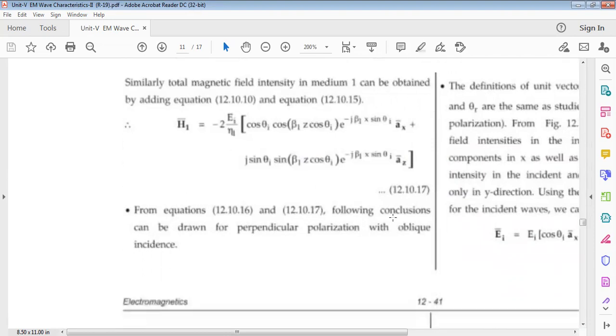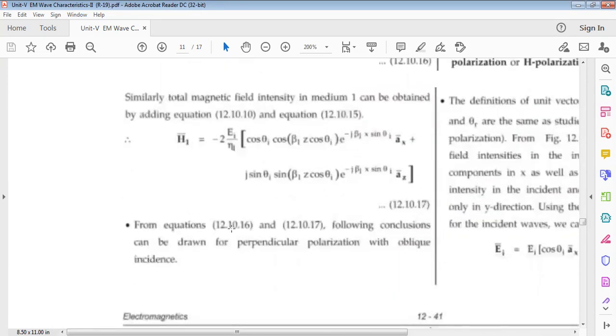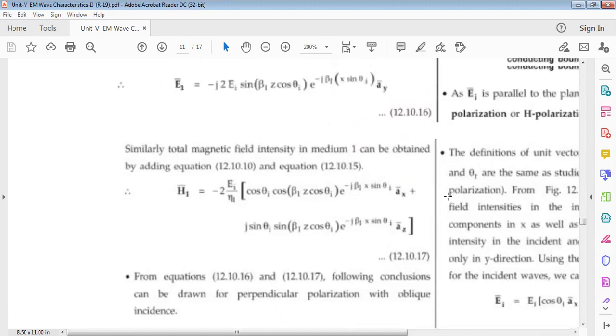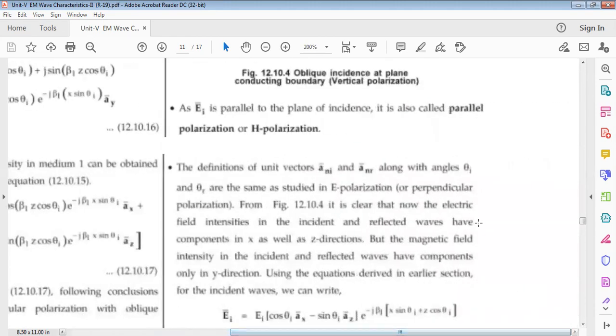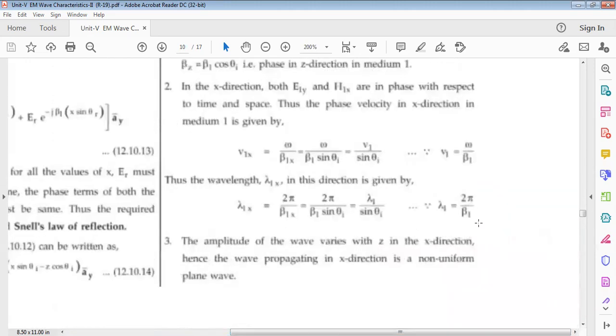After getting E1 bar and H1 bar, the combination of EI and ER, changing theta r as theta I, and changing ER to minus EI, from the equations the following conclusions can be drawn for perpendicular polarization with oblique incidence. With oblique incidence, let us see here.